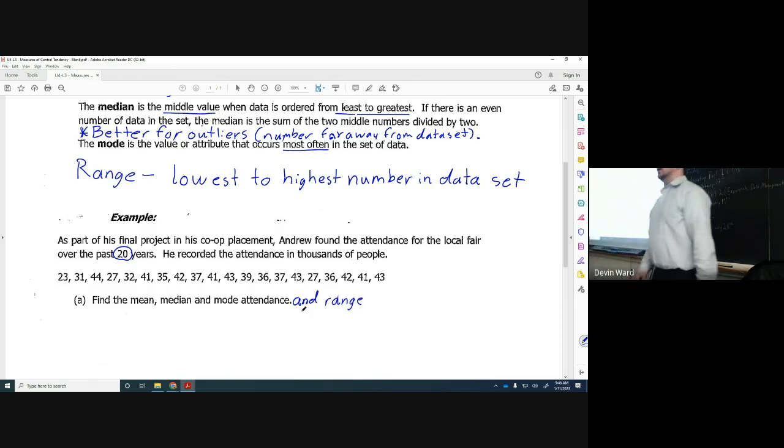We're going to find the range too, okay? So to find, I'm actually going to combine the mean and median all in one, because for median we have to order the numbers from lowest to greatest. Okay, does everyone have everything written up here?